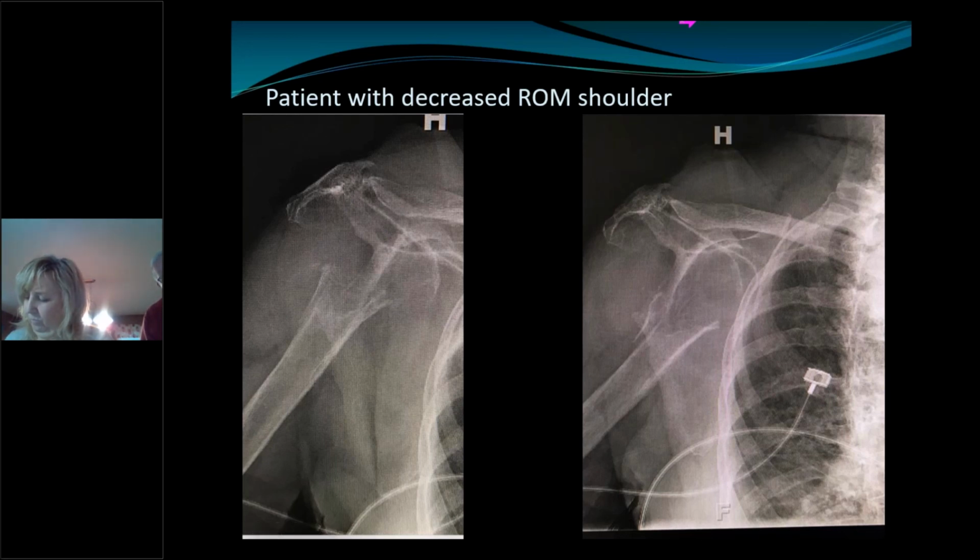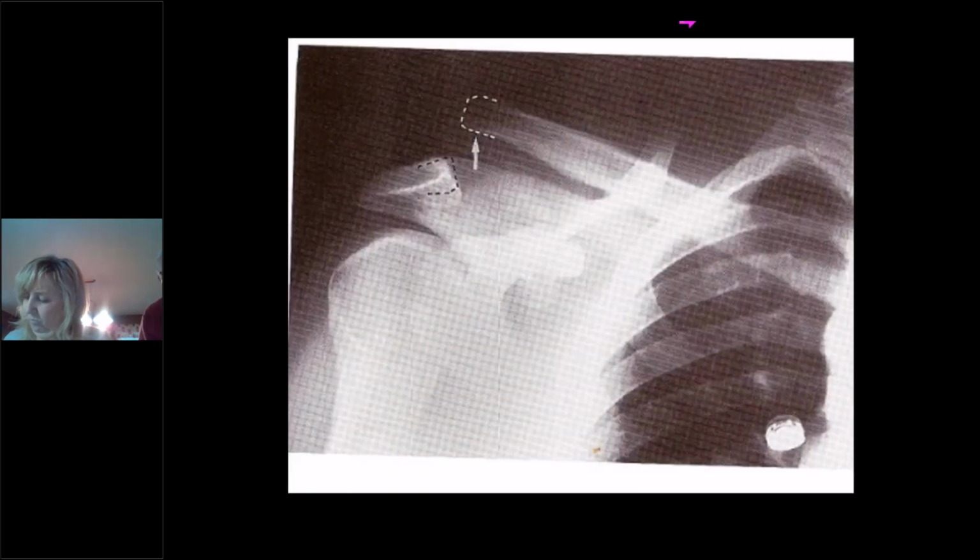So, you know, it's like, well, do you do a shoulder replacement? What do you do with this patient? It's kind of a hard call, but nonetheless, this is a typical ambulatory patient. So you see weird stuff like that every now and again. This is a good example of a shoulder dislocation.